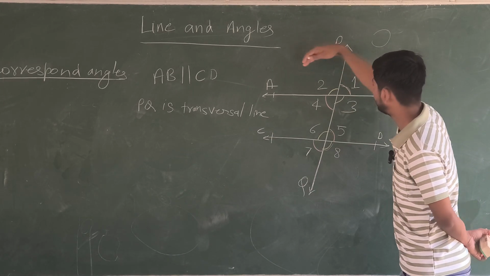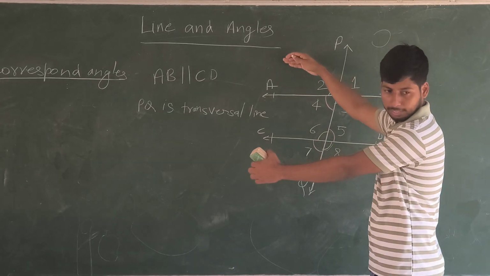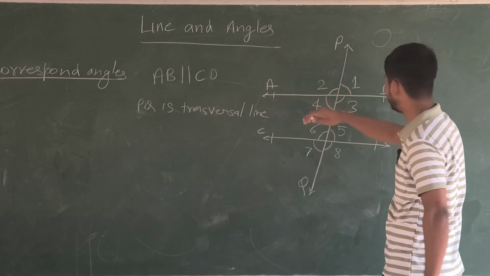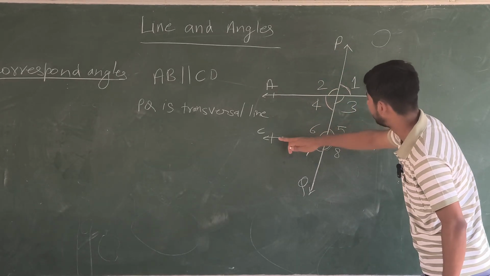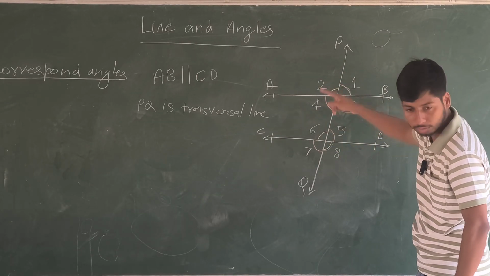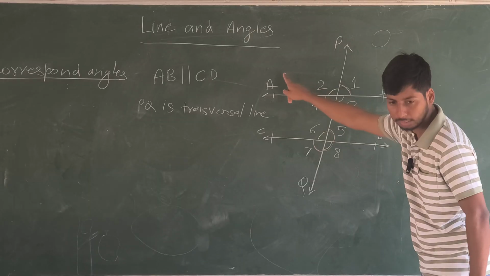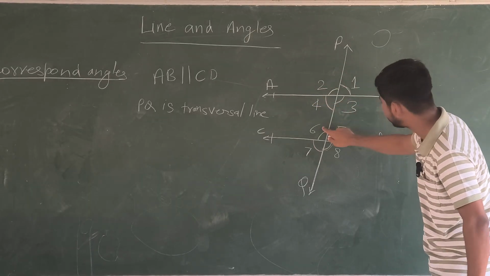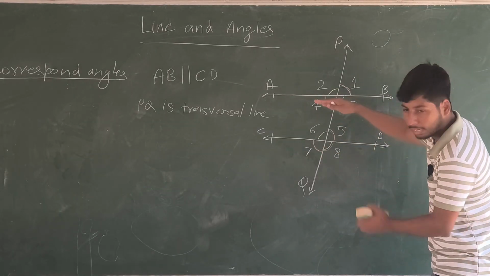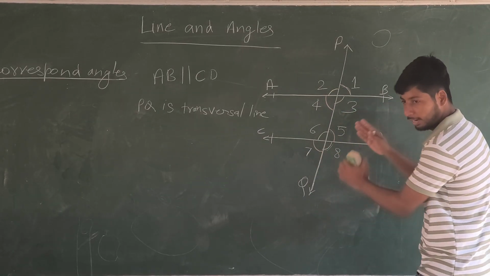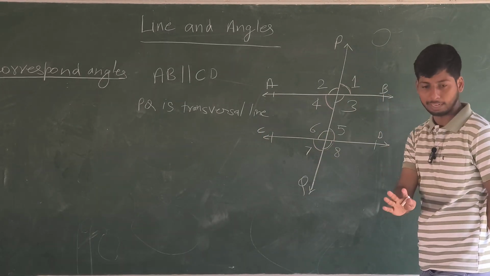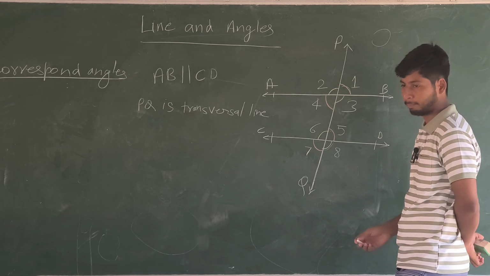Similarly, if we take the left side of the transverse line, in the similar way, above both parallel lines, angle 2 and angle 6 are both above the parallel lines and on one side of the transverse line. Then angle 2 and angle 6 are also corresponding angles. Similarly, angle 4 and angle 7 are below the parallel lines and on one side of the transverse line. Then angle 4 and angle 7 are also corresponding angles.